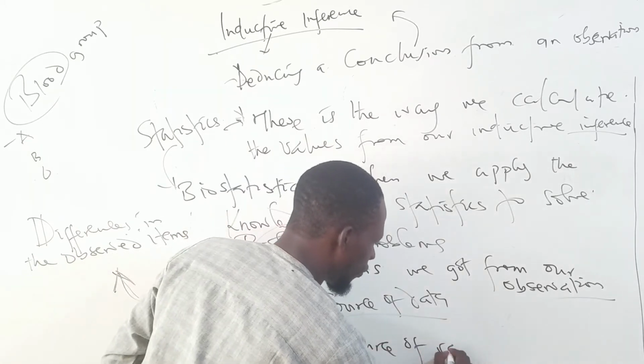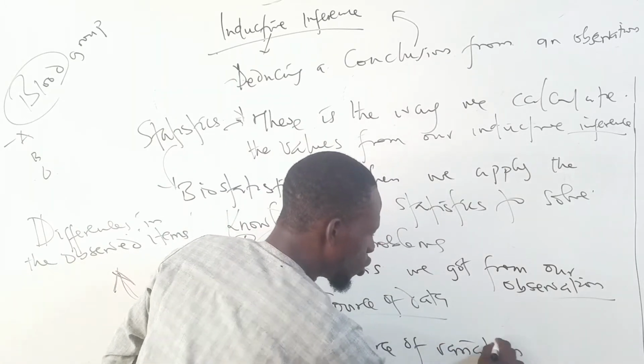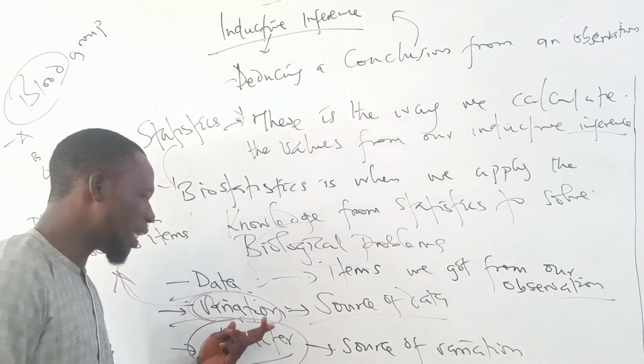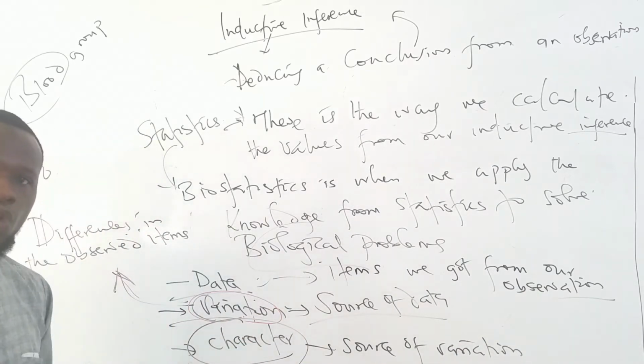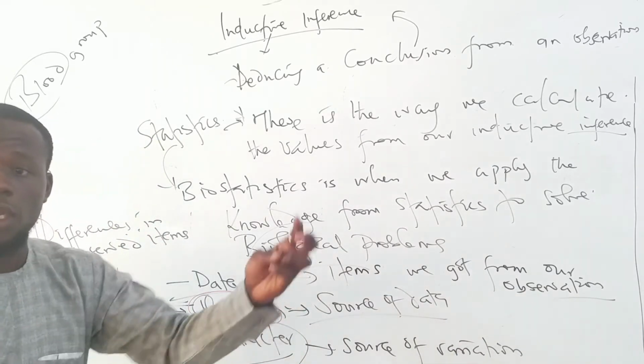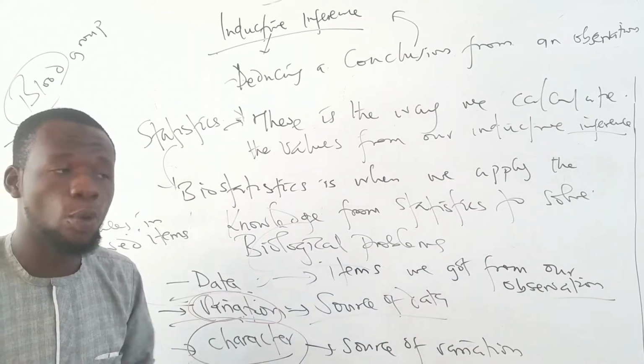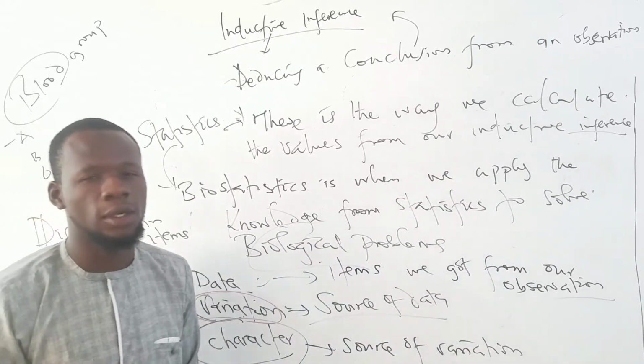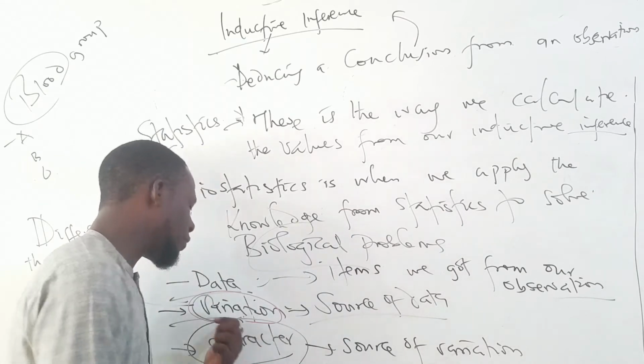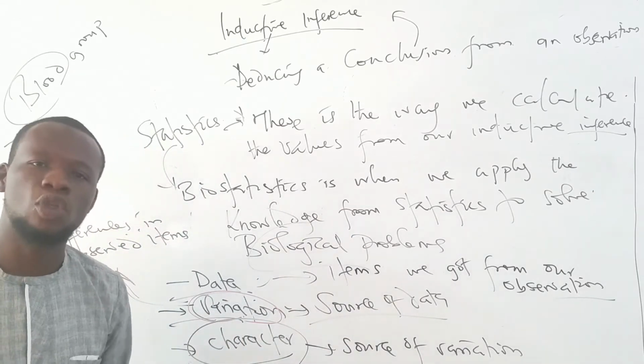Character is the source of our variation. So I said that we are going to be getting the differences. So how do we get these differences in the population we are working with? We are working on human blood, for instance. How do we get the differences in this blood? It's the character.